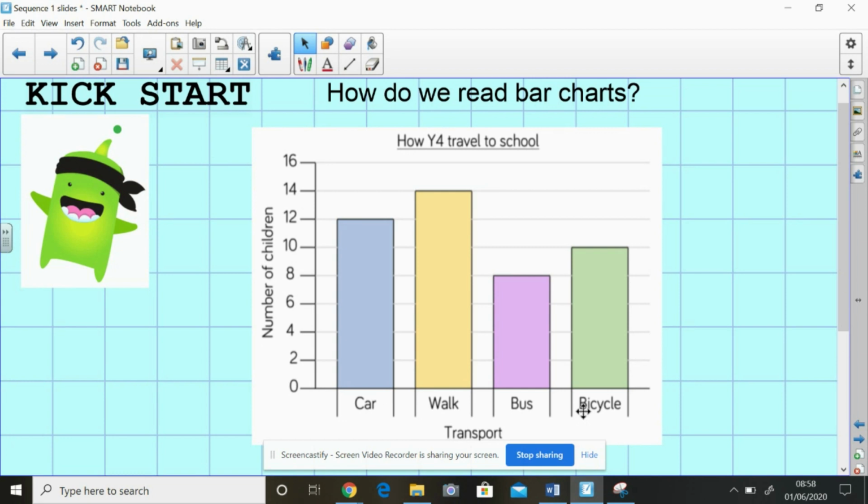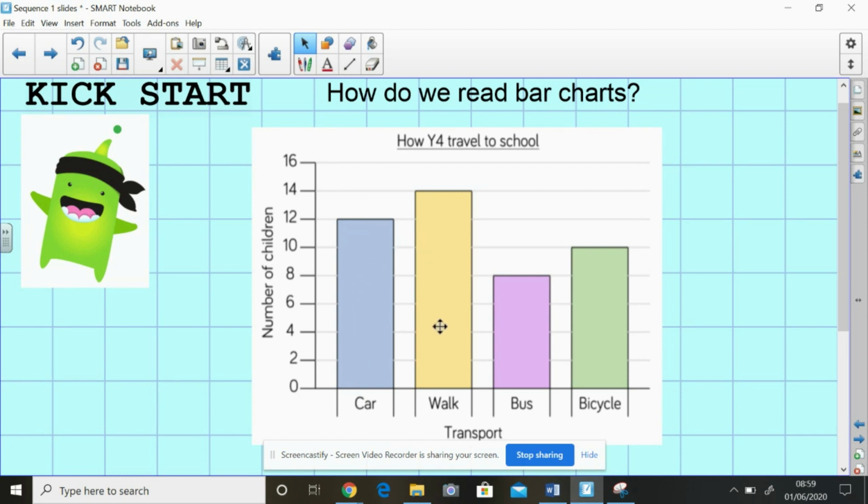So let's read it. How many children travel to school by car? Okay, so the transport is car. We need to go to the top of where the bar ends, read across, and the number is 12. So 12 children travel to school by car.